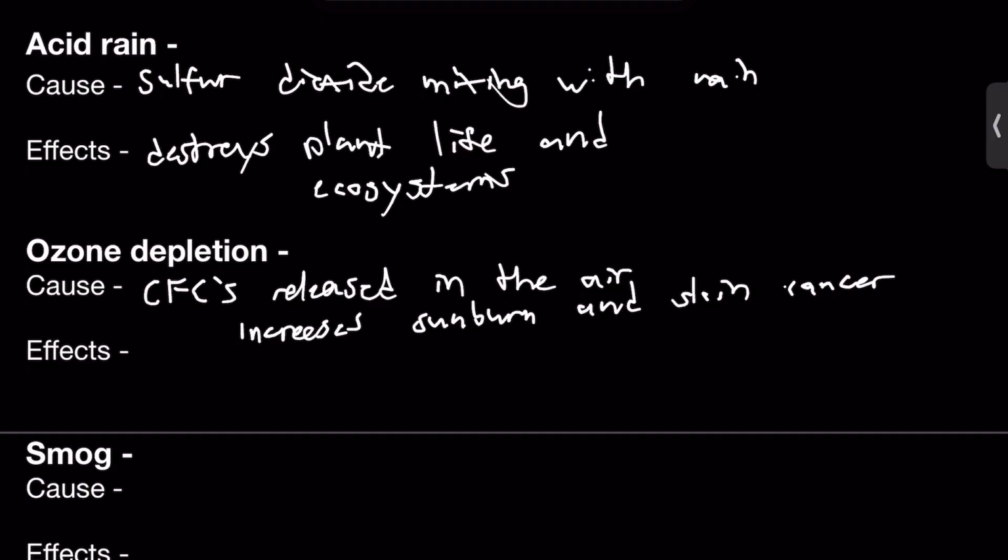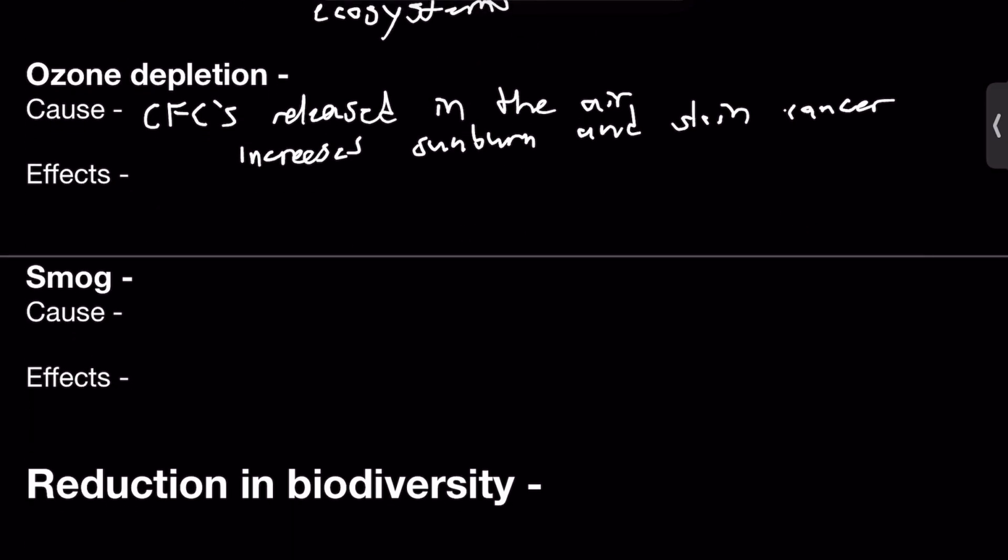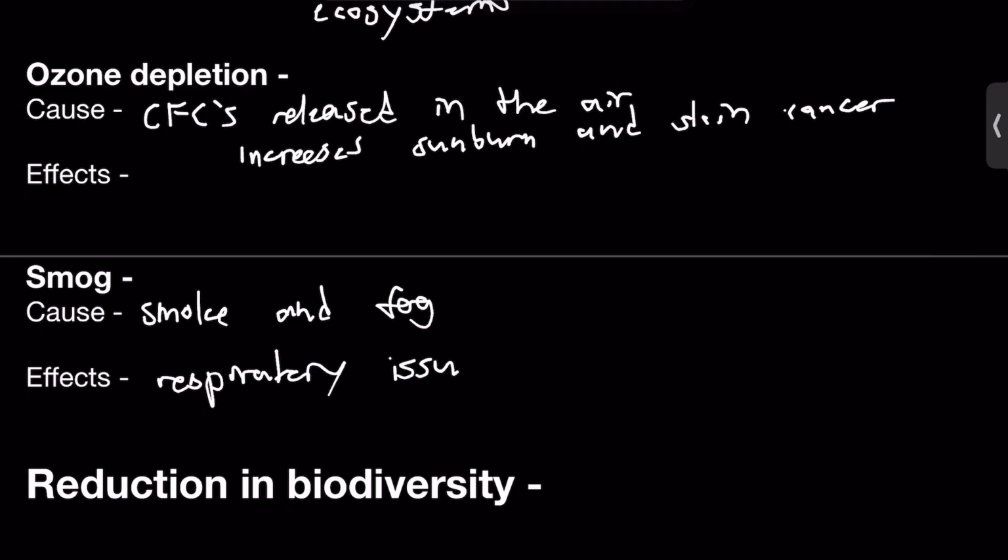Now, the final one you want to know is smog, which is created by smoke and fog. As it sounds, smog: smoke, fog. So this is caused by smoke and fog mixing in the air, and this has the negative effects of respiratory issues, which is just another word for lung problems, as well as irritation of the eyes, because when the smoke and fog gets into your eyes, it's itchy, it's really not comfortable. You don't want it in your eyes. So those are the types of pollution you want to know.